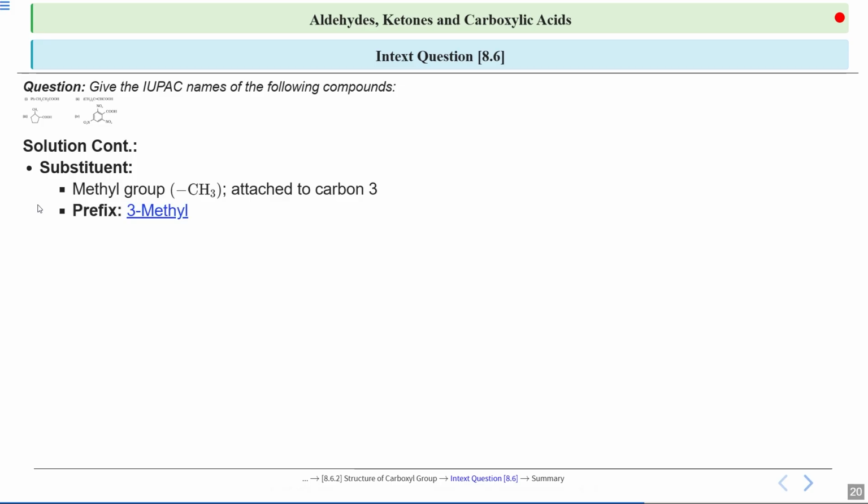So the prefix which we use here is 3-methyl. And you will see there is a double bond between carbon number 2 and carbon number 3. So the primary suffix which we use is 2-ene, because it is an alkene. So the primary suffix we use is 2-ene.